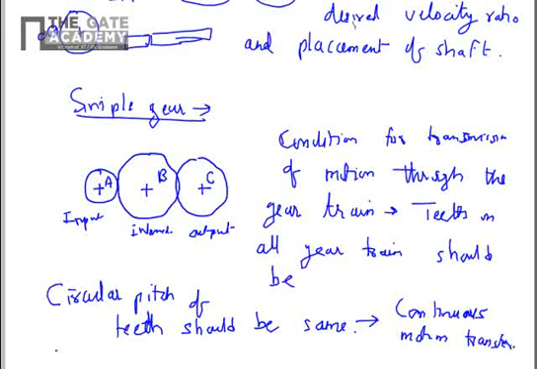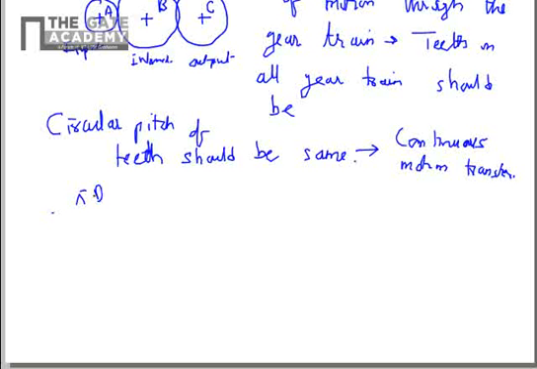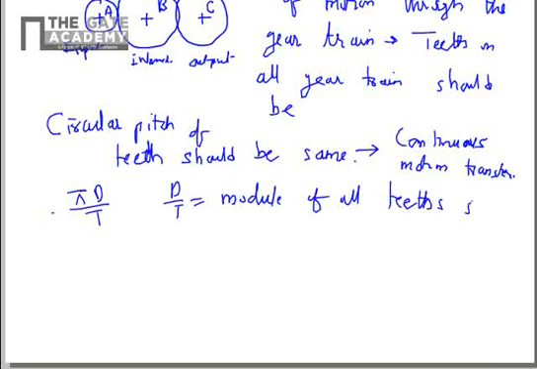The circular pitch should be the same. The circular pitch is defined as pi d divided by the number of teeth on any gear. This should be the same for all the 3 gears. In simpler terms, pi is anyway constant, so d by t, that is the module, of all the gears should be the same. The other key quantities such as addendum and dedendum are also defined in terms of module, as we saw in the earlier lecture where we discussed the standard proportions. So the module for all of these should be the same.